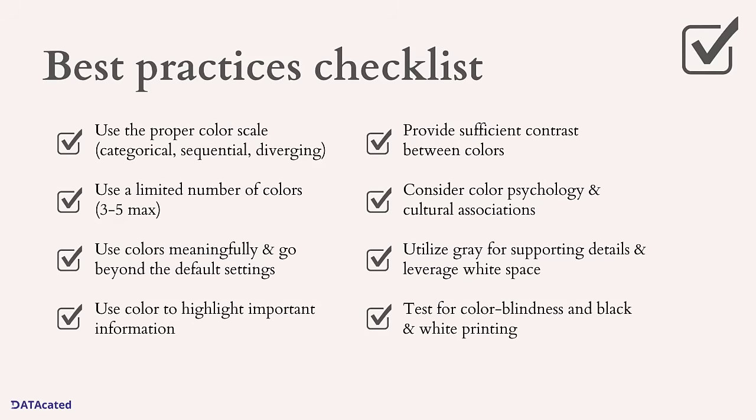Here's a checklist of best practices to follow when using color in data visualization and storytelling. Use the proper color scale. Categorical color scales are best used for data that is divided into distinct groups or categories, such as different types of fruit. Sequential color scales are best used for data that is ordered, such as temperatures. And diverging color scales are best used for data points that have midpoints, such as a target value.